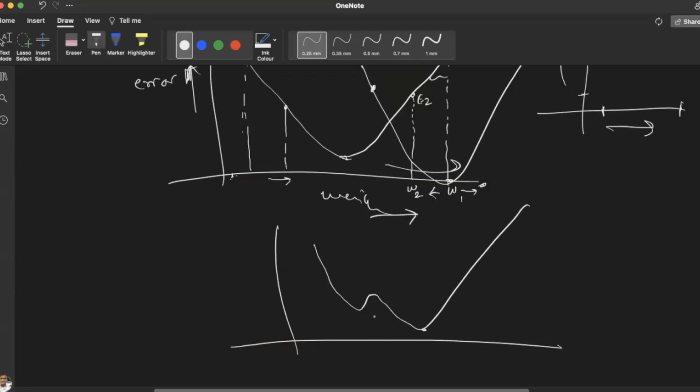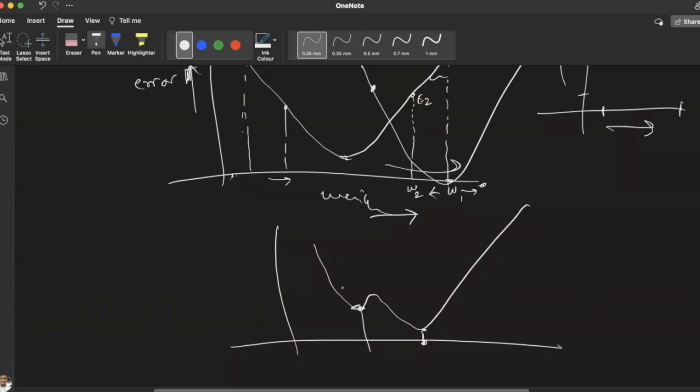So this is a global minima. This is a local minima. If you are stuck over here, your gradient descent may get stuck over here, right? It will get stuck over here and still think that this is the minimum, right? This is the minimum error that we can achieve, right?